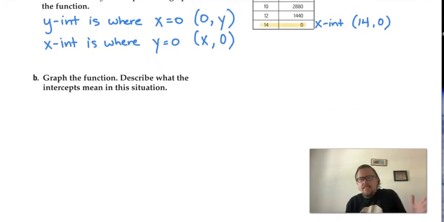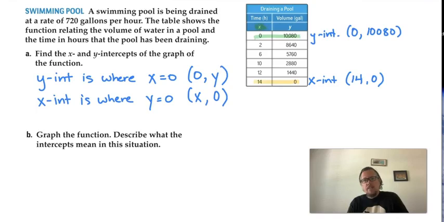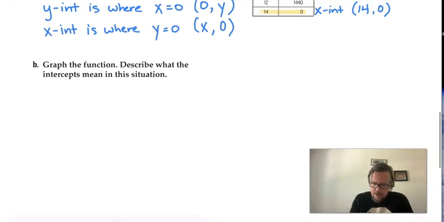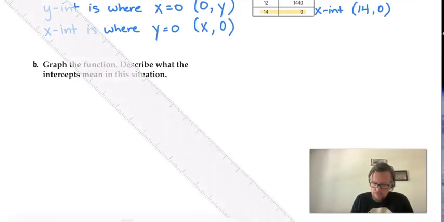And since this is being drained at a constant rate, 720, a constant rate means that this graph is going to be linear. It's going to be a straight line. Anytime we have something that's a straight line, we can graph it with only 2 points. So to graph it, we just need to put our y-intercept and our x-intercept on our graph and then connect those 2 dots. So when I draw my graph, I'm going to just do a very quick sketch here.